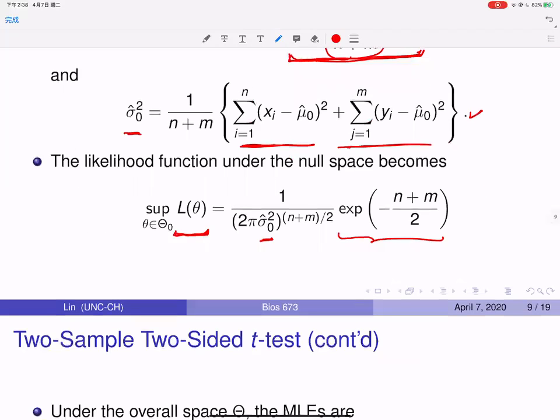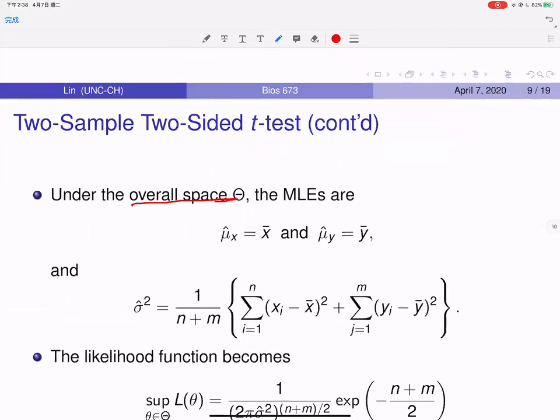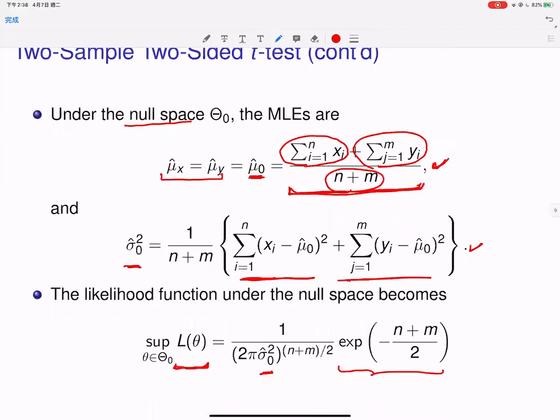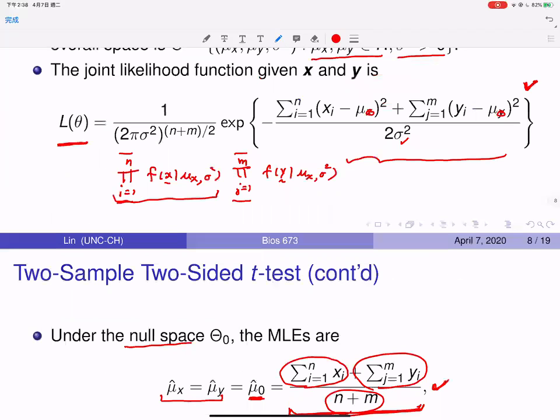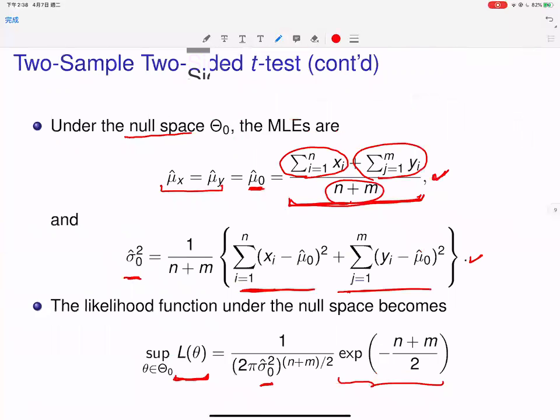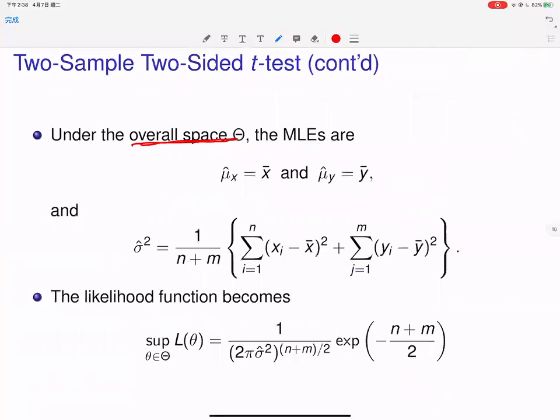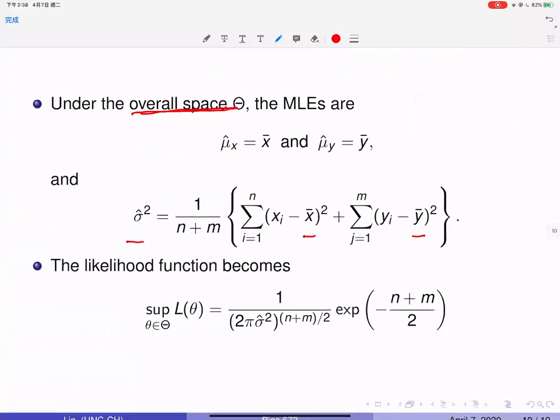So then again, under the overall space, your mu x and mu y are not restricted by any constraint. Then you basically maximize this, to get mu x and mu y, and they become x bar and y bar. But in order to get it, you do need to maximize everything altogether. But again, if you are patient, you will find out your sigma square is this guy and this guy.